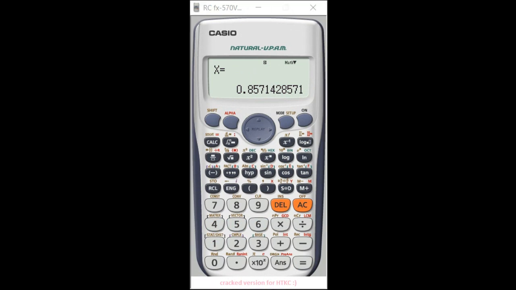So I'll write it down on my end here. 0.85714 amps, and we click equal again. You get I2, and it's minus 0.2857.